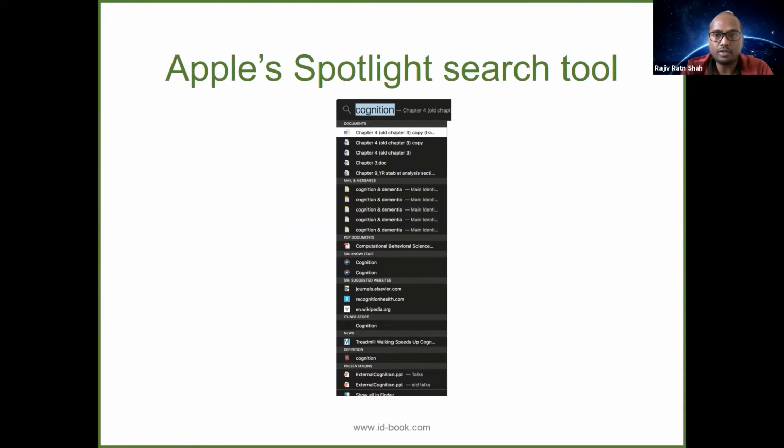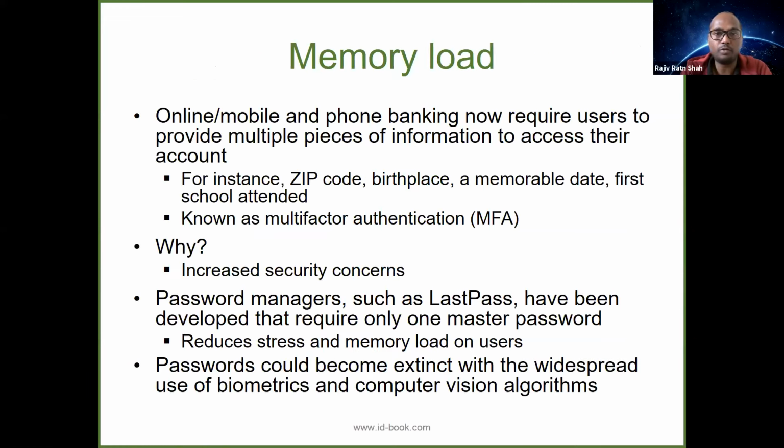Similarly, like Apple's search tool, you can see that it not only looks into the file name, but also inside the file, the content of it, which helps you even further. So memory load is something very important when you are doing cognitive processing, because the aim is to put less memory load on the human and facilitate them in some way so that they can recognize the thing rather than remember or recall it.